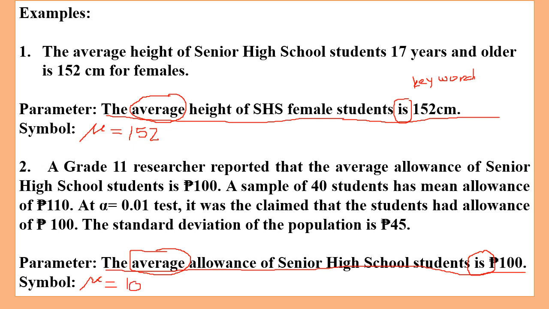So that is how we state or identify what parameter is to be tested. Again, first thing to do is to look for the average, variance, standard deviation, or proportion of the population. Then after that, we need to find the keyword first and its symbol, then the amount or what is labeled. So very simple. Understood? Clear? If clear, let's have another example.